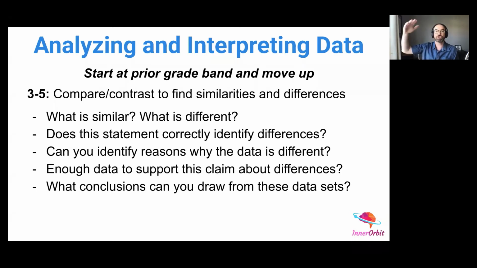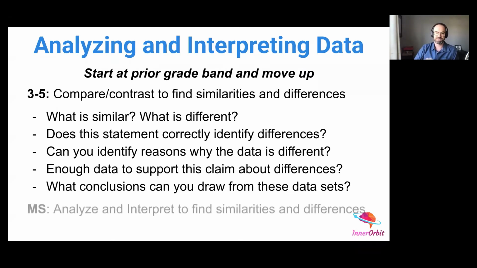And then what conclusions can be drawn? So now they're making their own claims. They're interpreting data, they're analyzing it, they're finding similarities and differences, and they're searching for meaning within that data, which is kind of the crux of the difference between the 3-5 level and then what students do in middle school.